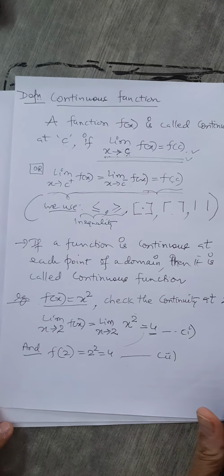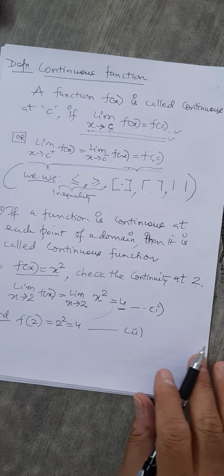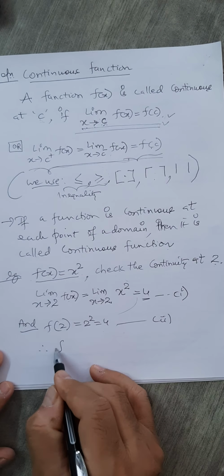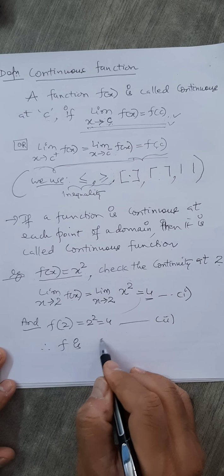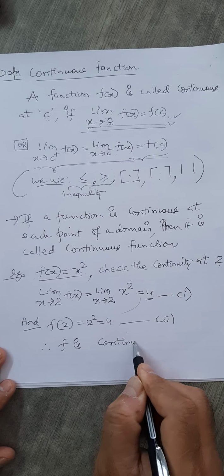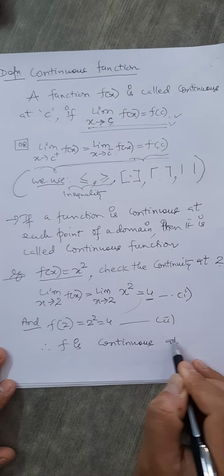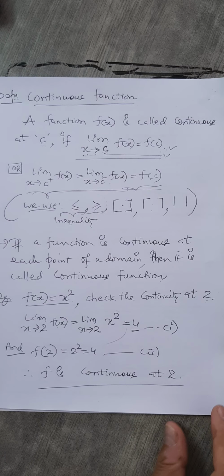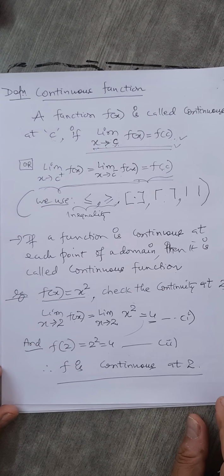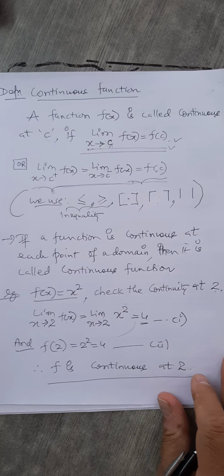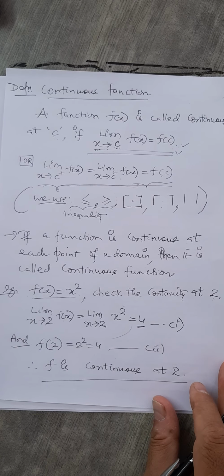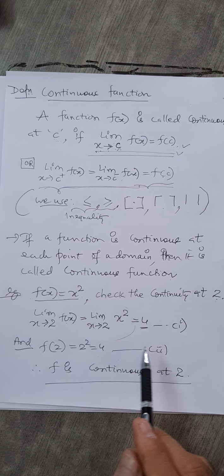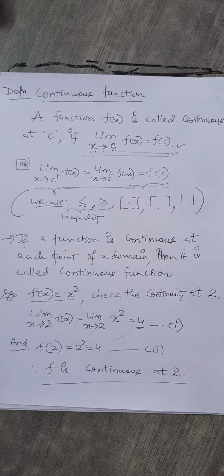So what we have noticed is that these two are equal. Therefore you can say that f is continuous at 2. This way we can check whether the function is continuous or not. This is the standard way of verifying continuity. Remember, find the limit, find the value of the function, and both should be equal.